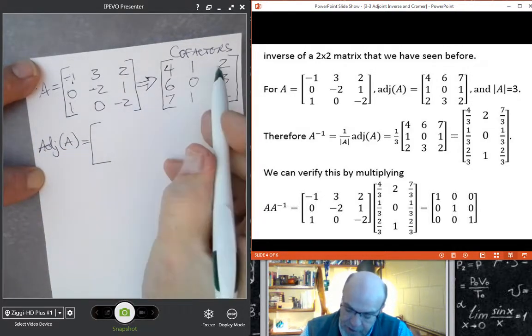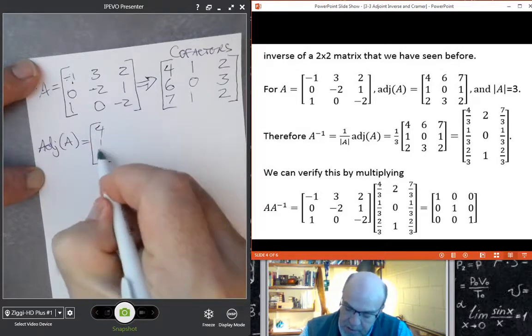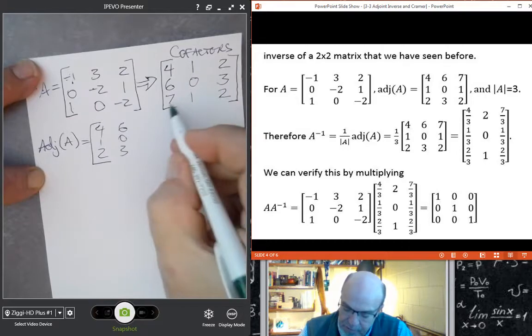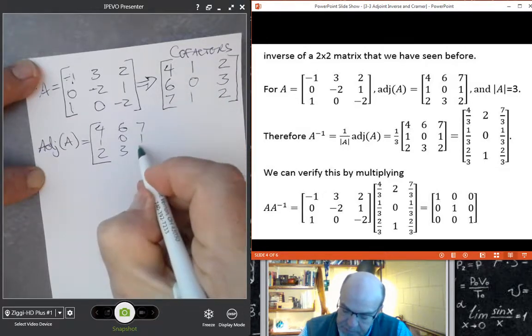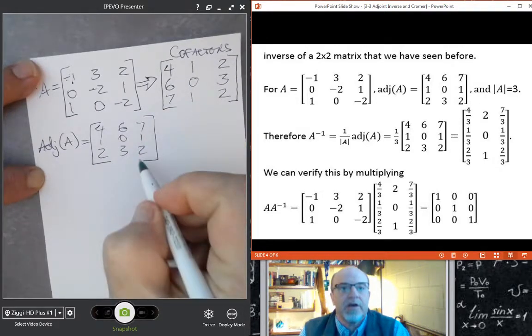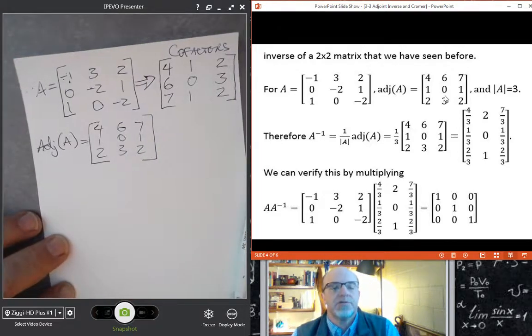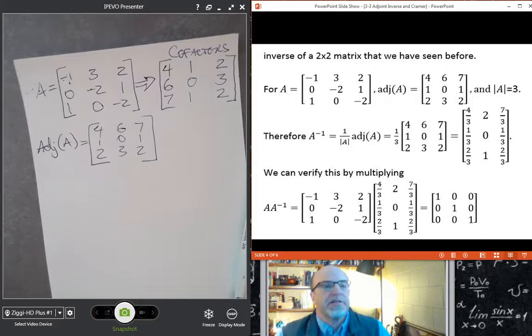So the first row becomes the first column, second row becomes the second column, third row becomes the third column, and there you go. That's how they ended up with, who's they? They is me, since I prepared this. That's how we end up with this adjoint for the matrix A.